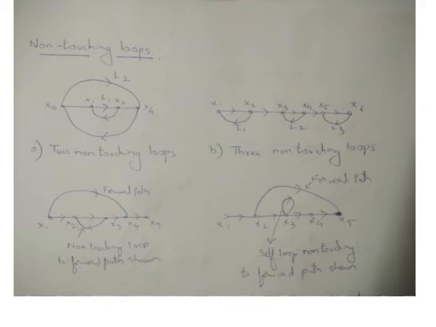We'll see the second figure here. We have one loop, a second loop here, and a third. So these are the 3 non-touching loops.